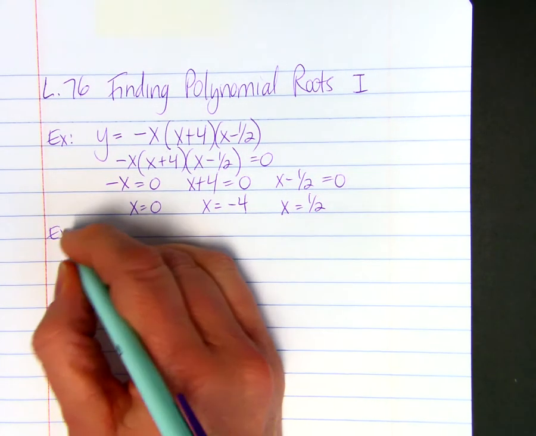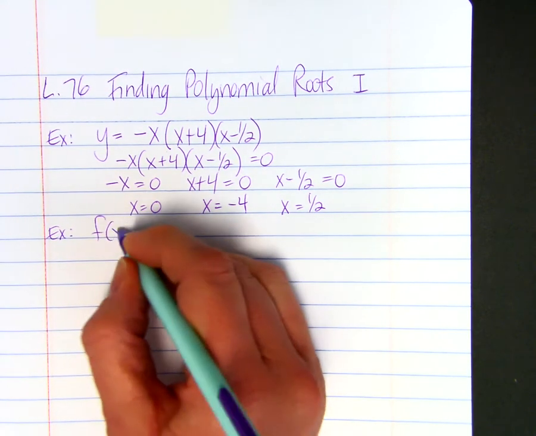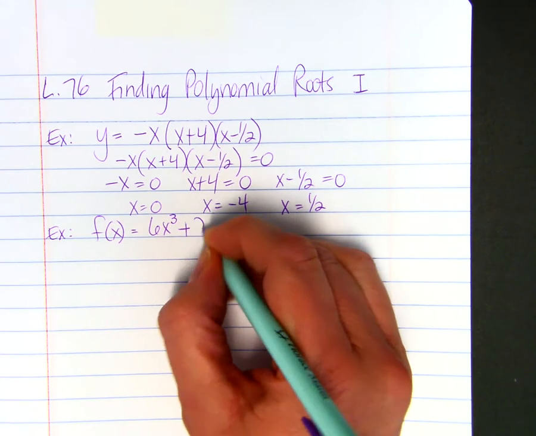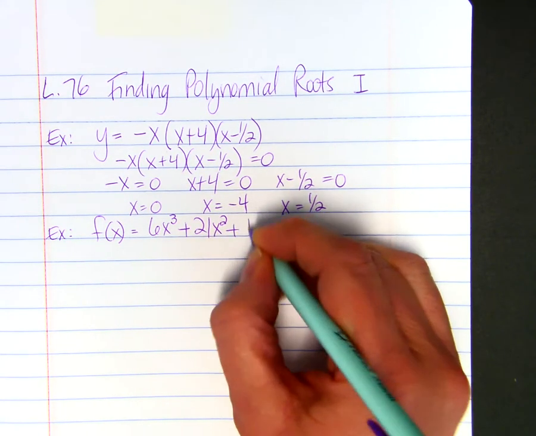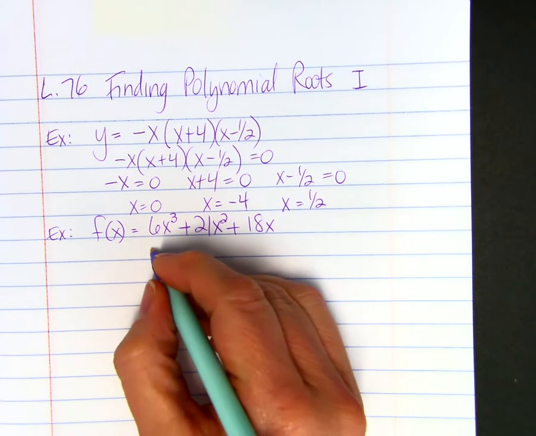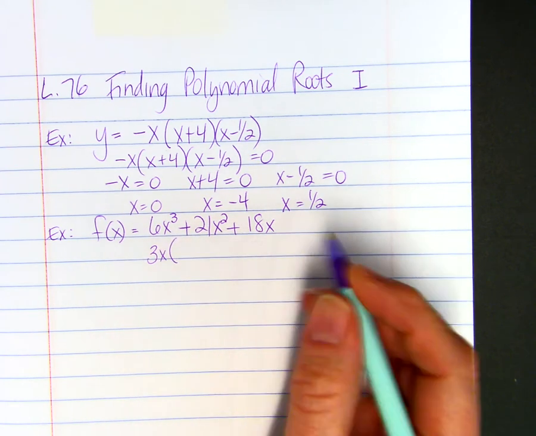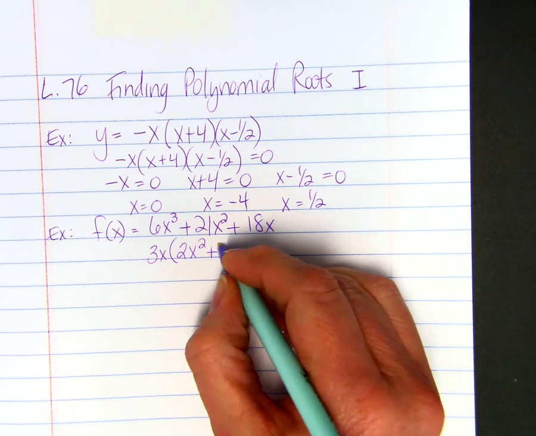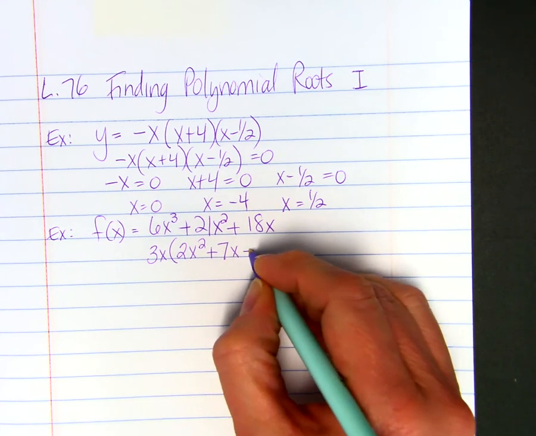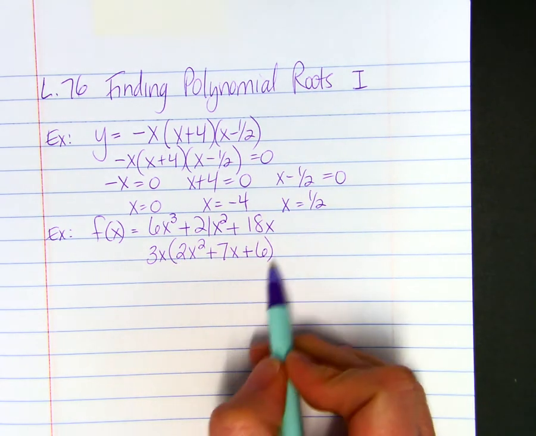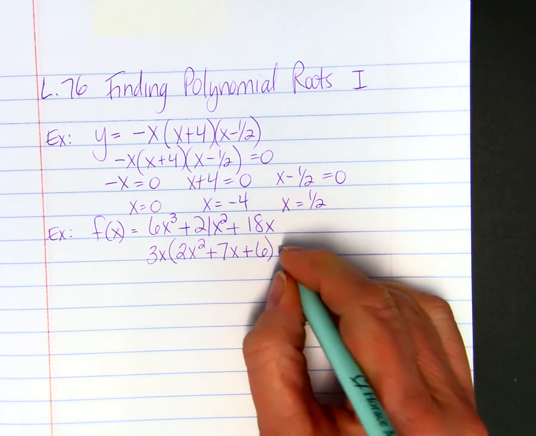Another example, just written slightly differently. Instead of a y, we have f of x equals 6x cubed plus 21x squared plus 18x. So we first factor the polynomial, and we have 3x in parentheses, 2x squared plus 7x plus 6 in parentheses. And we just set that equal to 0.